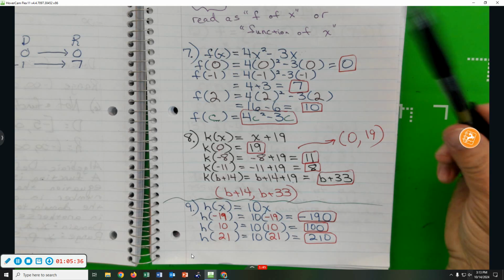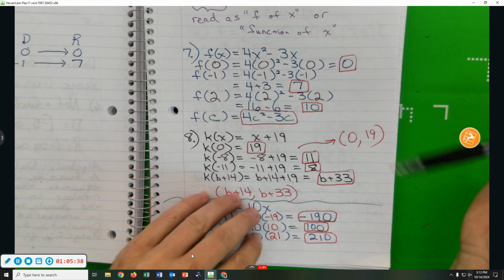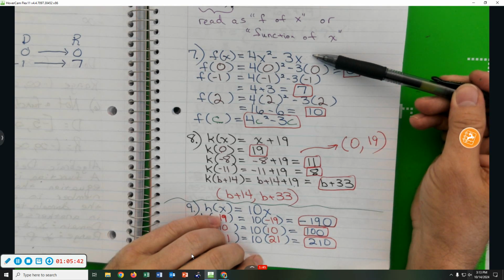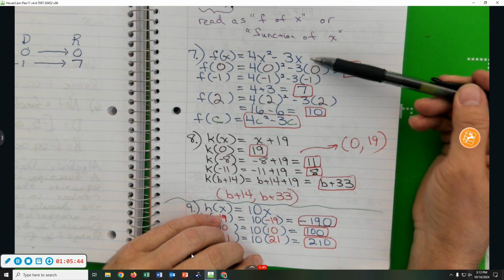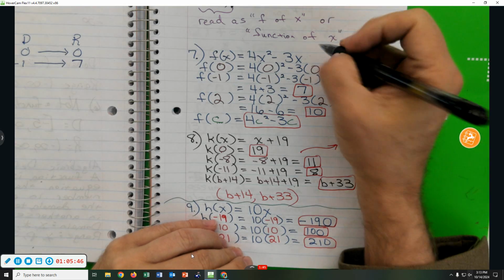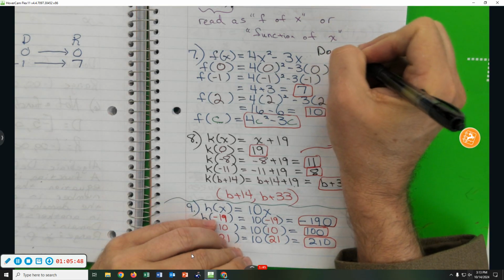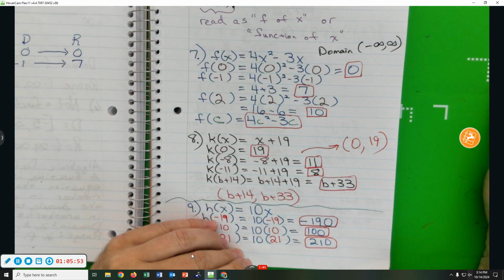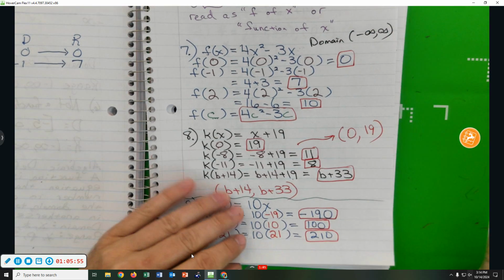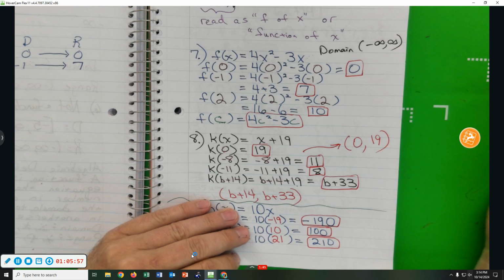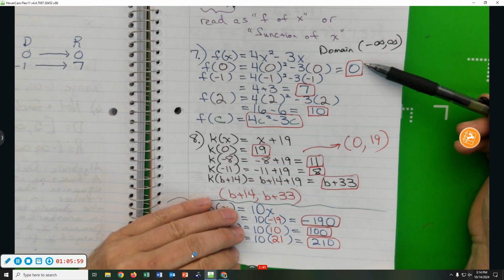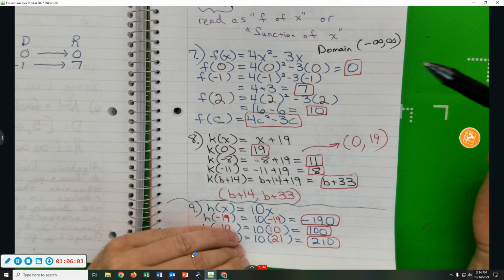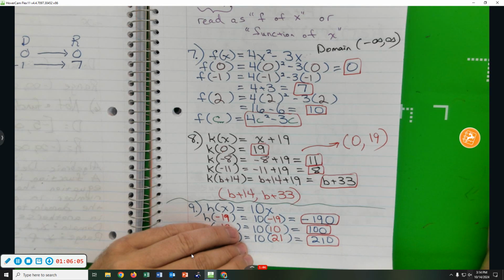A fraction. In particular, you've got to have a denominator. When I look here at number 7, I see no fractions, no square roots. Unless they tell me otherwise, I assume the domain is all real numbers, negative infinity to infinity. No fractions, no square roots in your function. Unless they tell you to assume otherwise, you assume the domain is all real numbers.